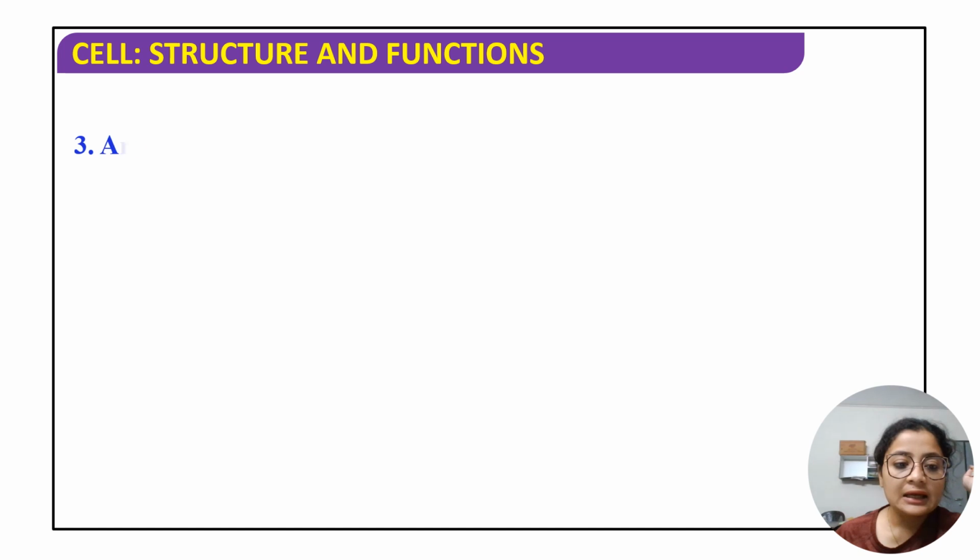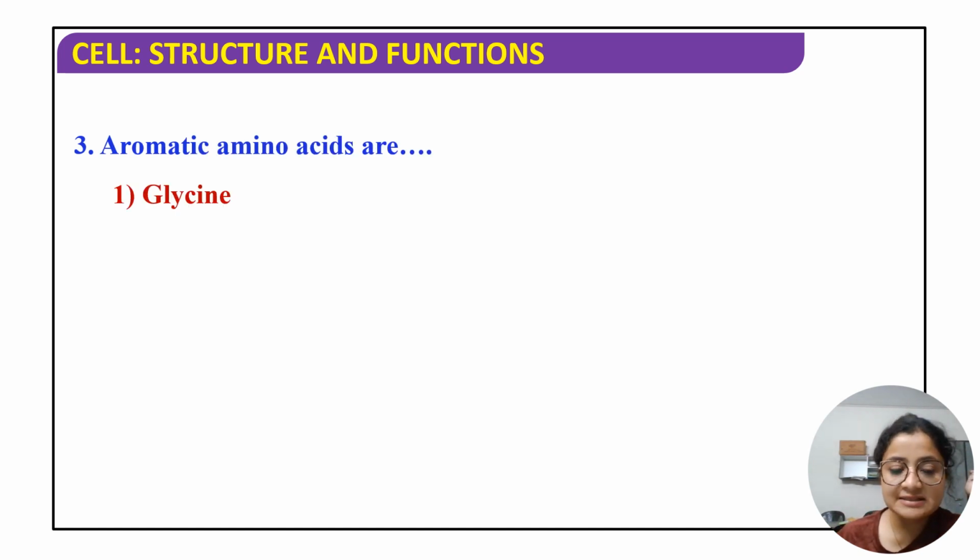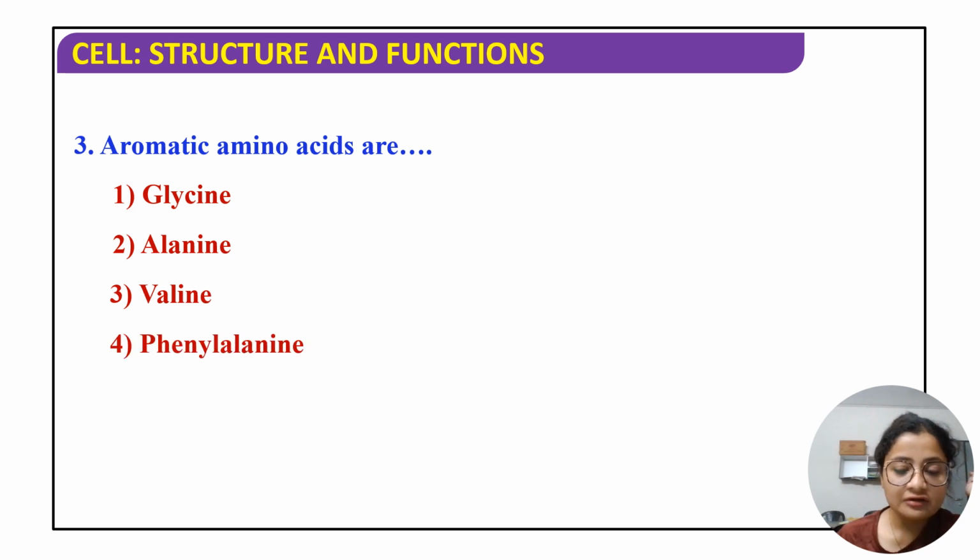Okay. Next MCQ. Aromatic amino acids are glycine, alanine, valine, phenylalanine. So the right option will be phenylalanine. Okay, tryptophan, tyrosine and phenylalanine. ये तीन था aromatic amino acids जिनमें aromatic ring will be present and hence they will be known as aromatic amino acids.